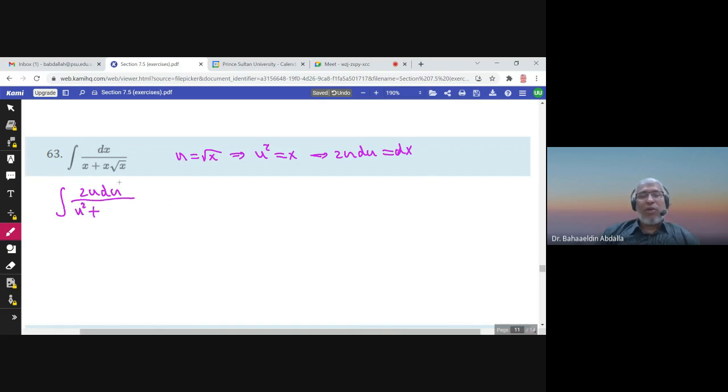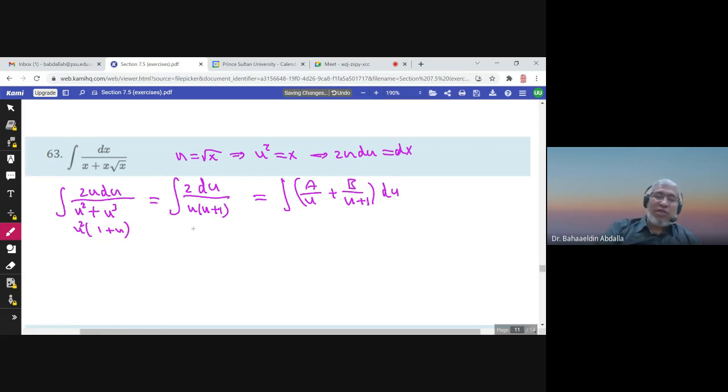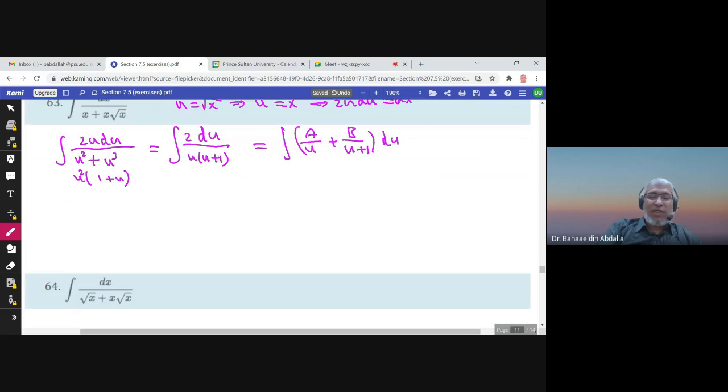X is u squared, plus x is u squared times u, so u cubed. So if I take u squared as a common factor, I'll have 1 plus u. And now I can cancel the u with one of these two, so I will have 2 du over u times u plus 1. And you just write it as a over u plus b over u plus 1 and continue like section 7.4.